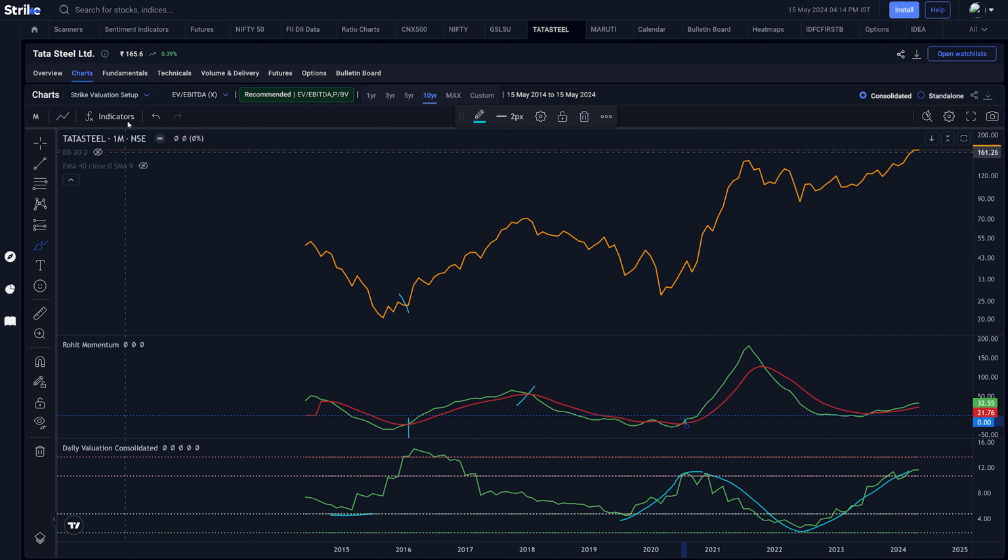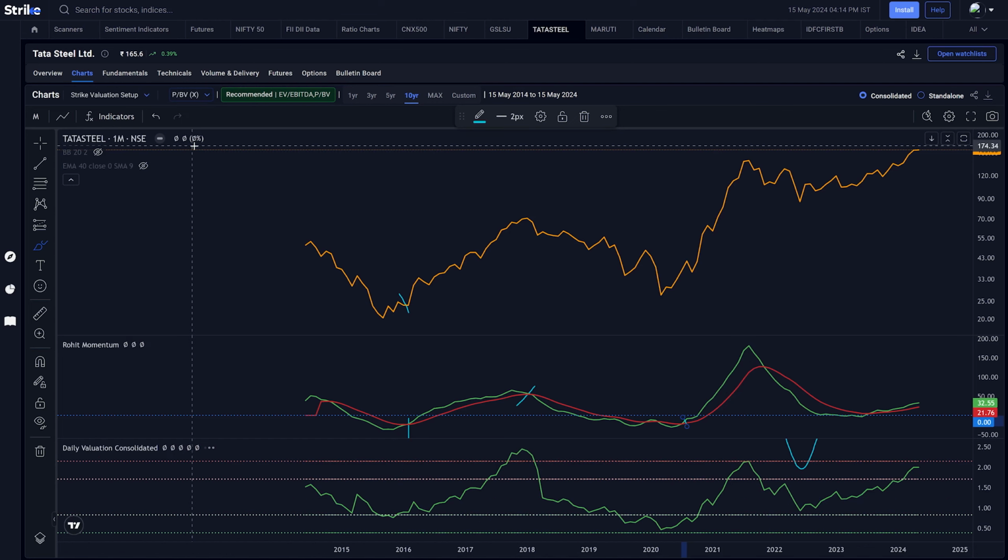Again, it depends on which metric you use. That was EV by EBITDA. The moment I move to price to book, you'll find this matching much more. So you need to make that choice as to what is matching the cycle perfectly. Here you are at -1 standard deviation buy signal, so that is a perfect place to get the signal, and then you got your exit.